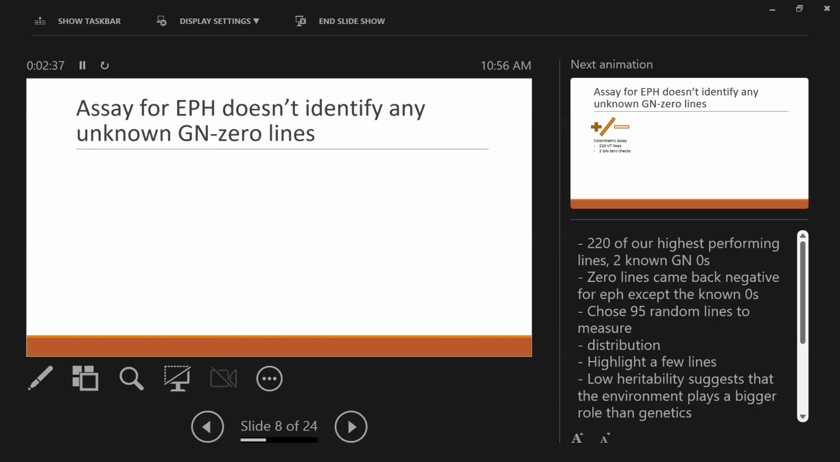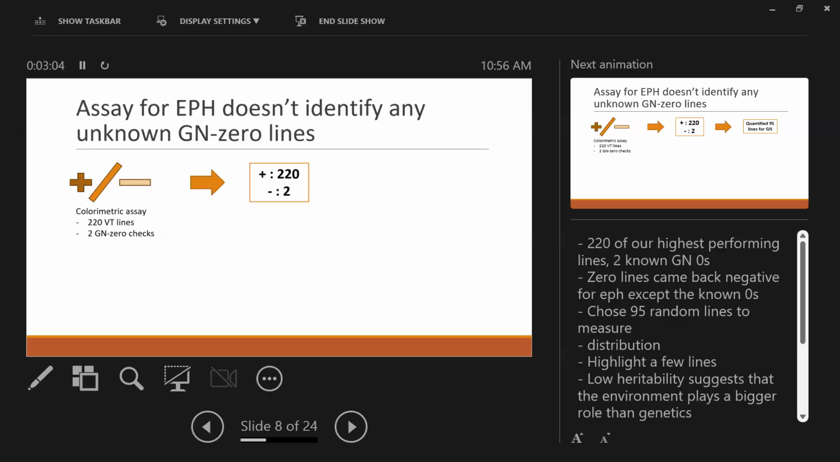How we started doing that is in 2023, we took 220 of our known elite lines and 2 GN0 checks from Pat Hayes' program that are now both released, actually, GN0 Vivar and Top Shelf, as Margaret was just talking about. We got those assayed, and it came back as we expected, our program has no GN0s.